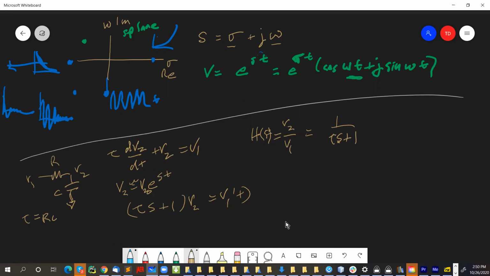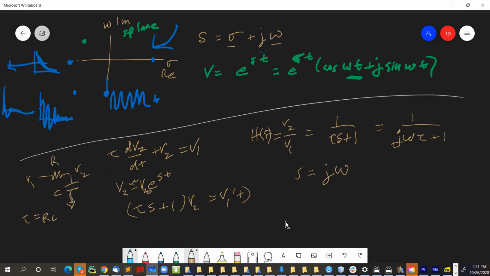So if you take S equal to j omega, so that you're driving the circuit just with a pure sinusoid instead of some exponential, then you can compute the explicit form of this is equal to 1 over j omega tau plus 1. Is that clear?